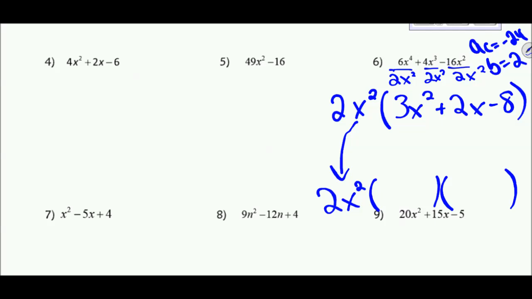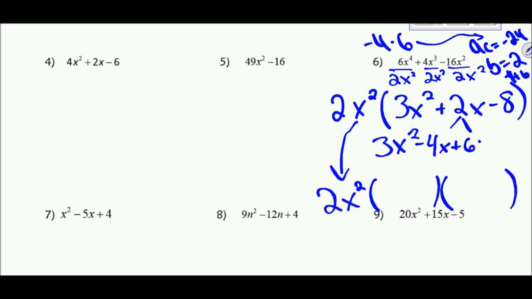There's a combination there. Wait, look here. Yep, negative 4 and 6. Negative 4 times 6 gives us that, and negative 4 plus 6 gives us that. That's how we're going to split this up. 3x squared. I'm going to do the negative 4x first. Doesn't really matter. Negative 4x plus 6x minus 8.